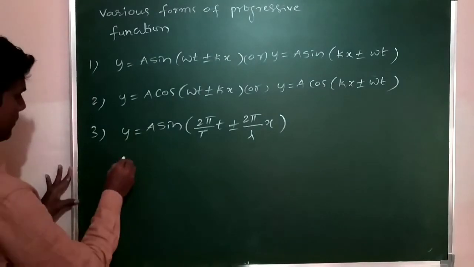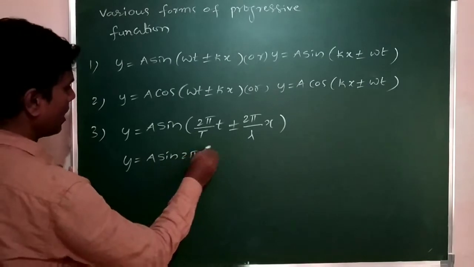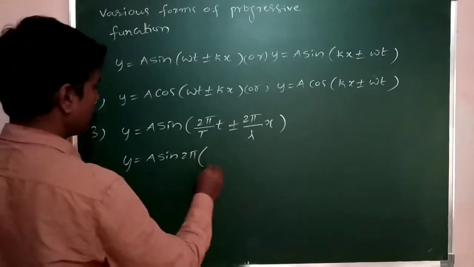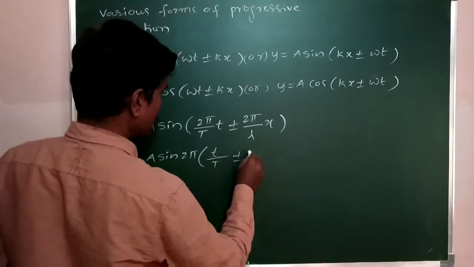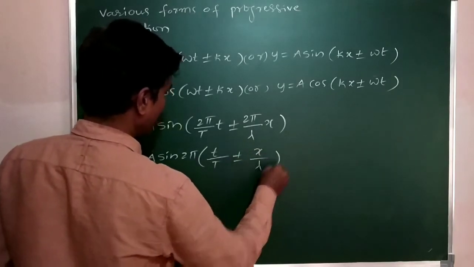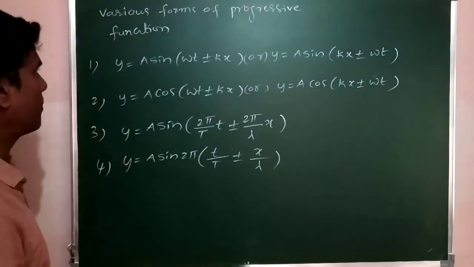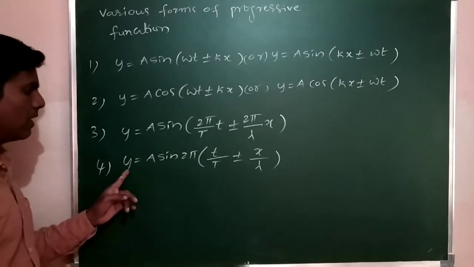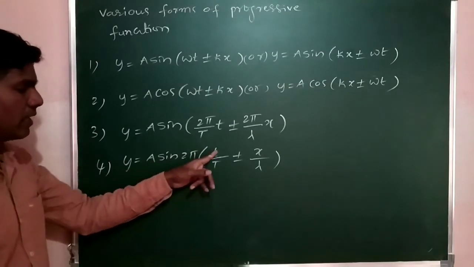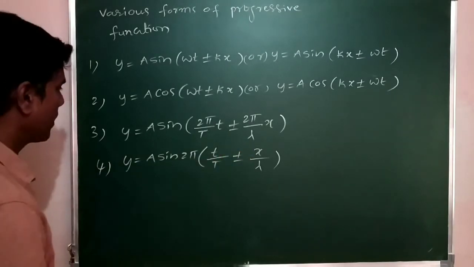Now here is y equal to a sine, we should take 2 pi common. The remaining part is small t by capital T plus or minus x by lambda. All are general equations of progressive wave functions. y equal to a sine 2 pi of t by capital T plus or minus x by lambda.